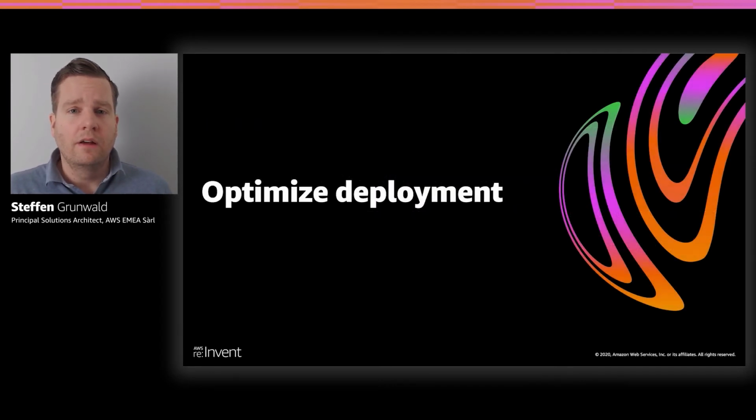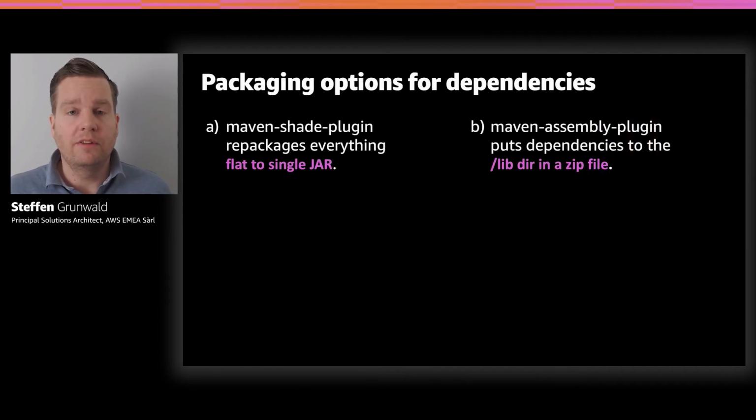Let's go on to the deployment. And here your code will probably always use some libraries because you don't want to implement everything yourself. And you can use these libraries and package those. And there are two options which you can choose. Here I'm showing the ways how you create this with Maven, but you can also use other build systems to do the same.